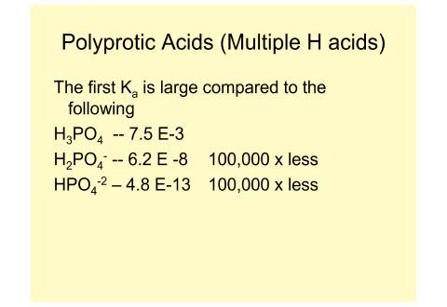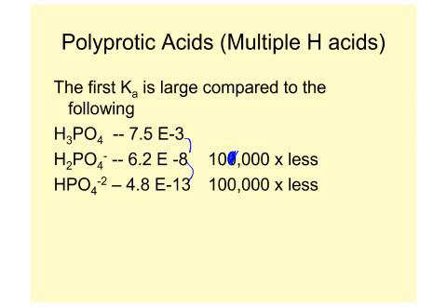Sorry about that. Polyprotic acid, multiple H acids. The first K is large as compared to the following. So notice this is 10 to the negative third. This is 5 powers of 10 less. So that's 10, 1, 2, 3, 4. No, I guess it is 100,000 times less, isn't it? Oh, well. And then this is another 5 powers of 10 less.